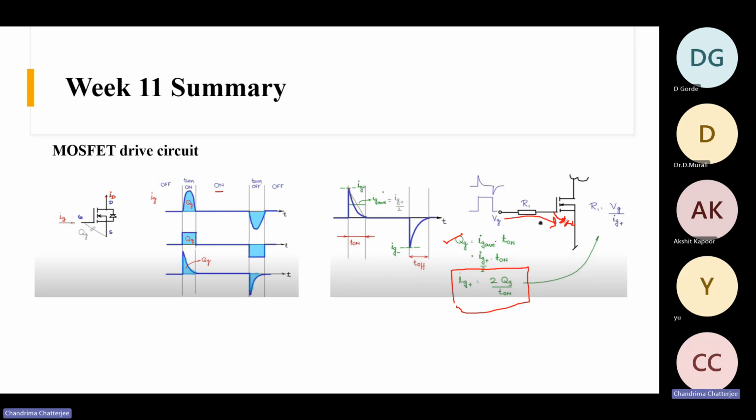And what will be the gate resistance? The gate resistance value is Vg by Ig plus. So suppose this voltage here is Vg and the peak current here is Ig plus. So your gate resistance R will be Vg divided by Ig plus.